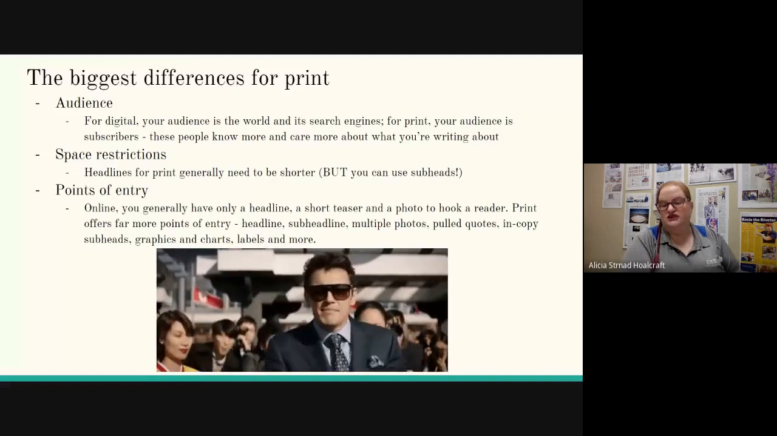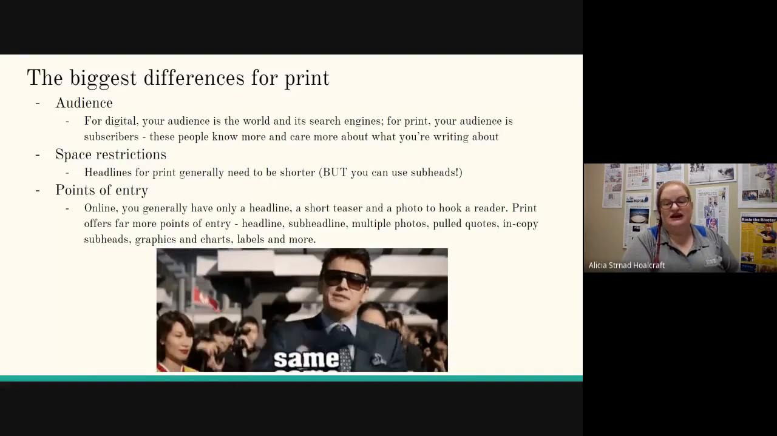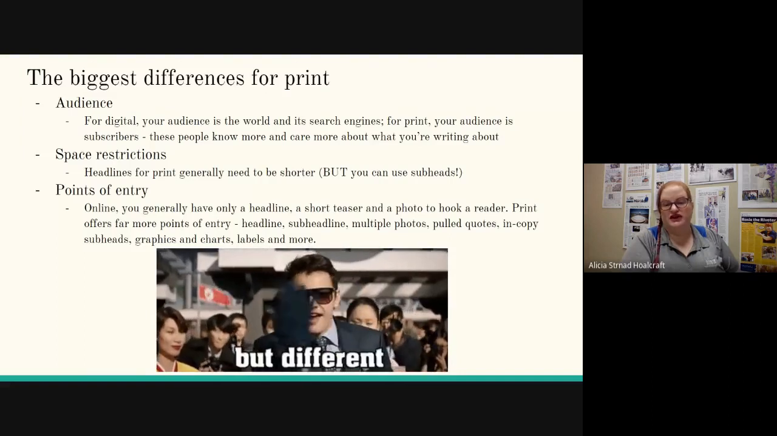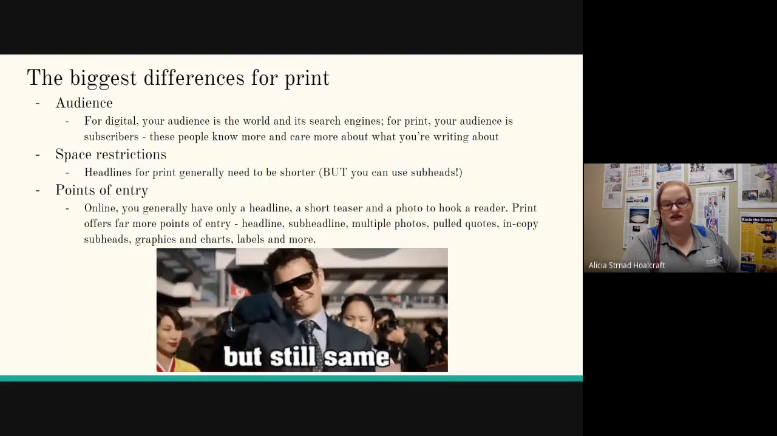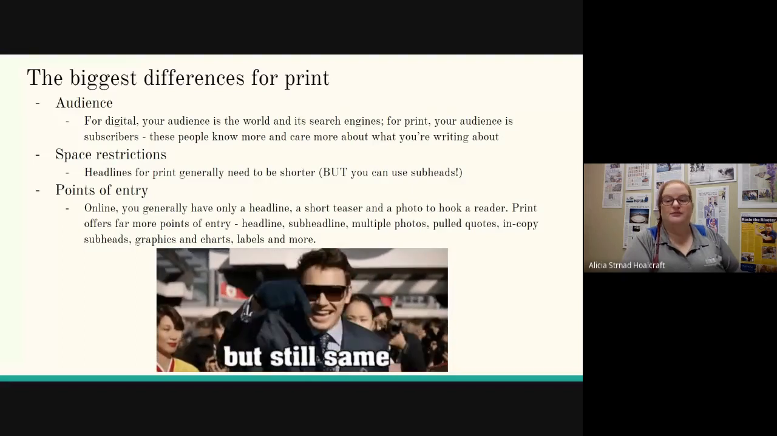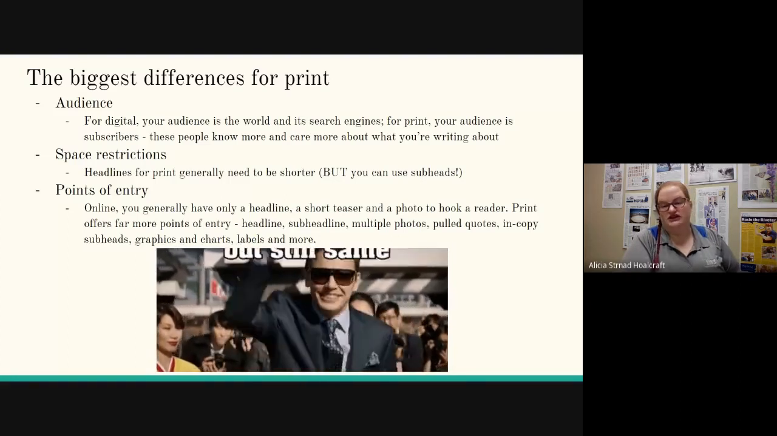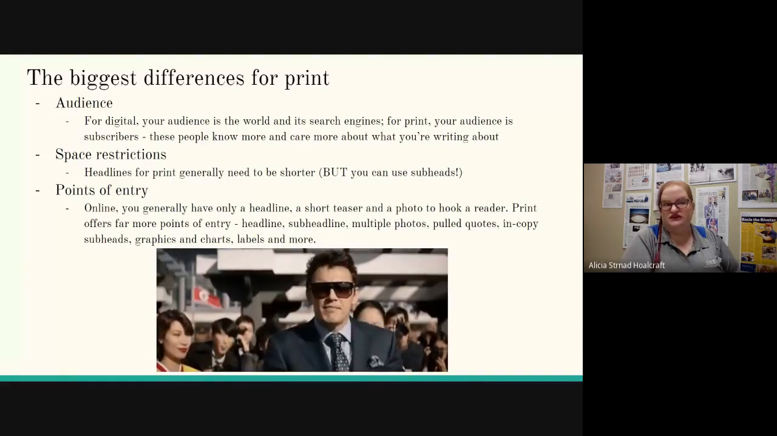Space restrictions, of course, are different for print, especially when it comes to headlines. Headlines for print are generally shorter, and I know that you all have been told that in a lot of cases longer is better for digital, and there's some changes here. But in print, we do get to remember that we have subheads, so we can still get all the information in headlines. We just have to work it a little bit differently.